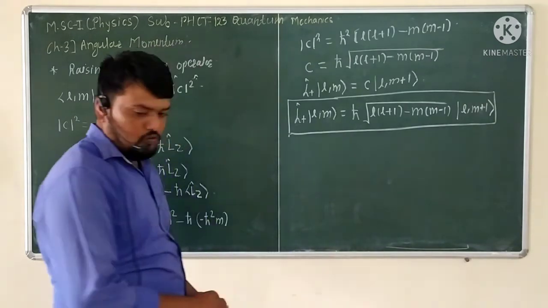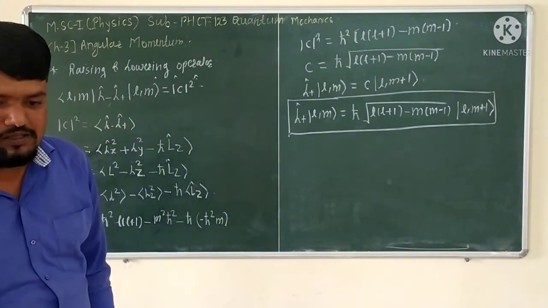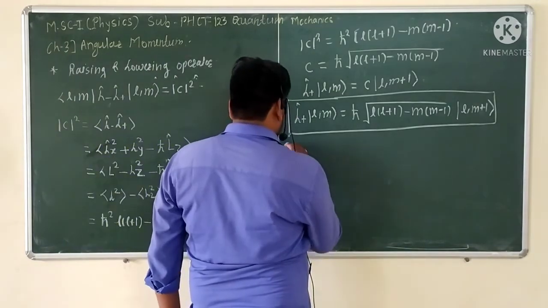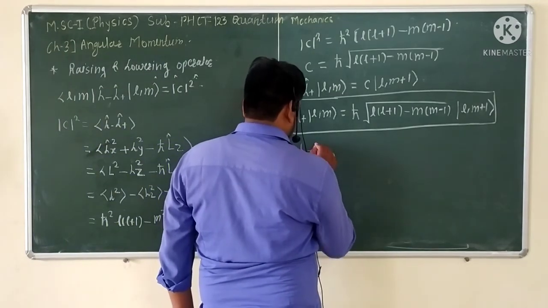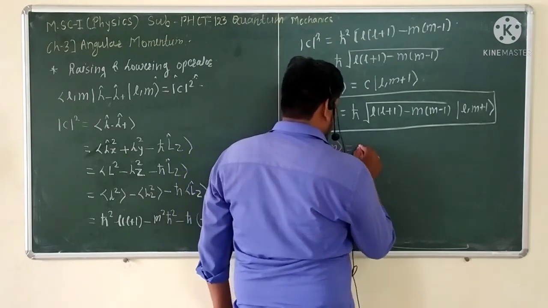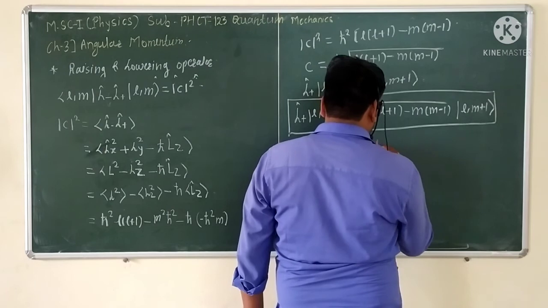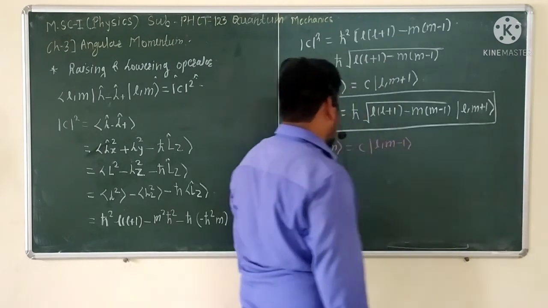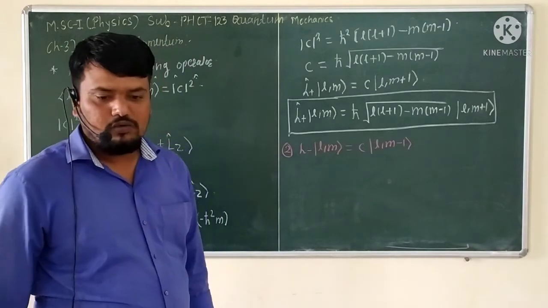Okay, now we want to see the second relation, that is L minus cap on L comma m, which is nothing but C into L comma m minus 1. Okay, and how is it solved?